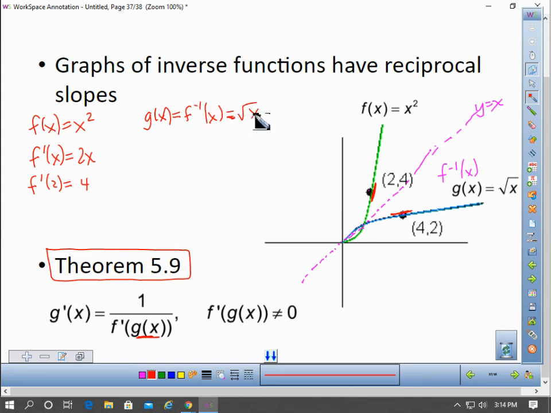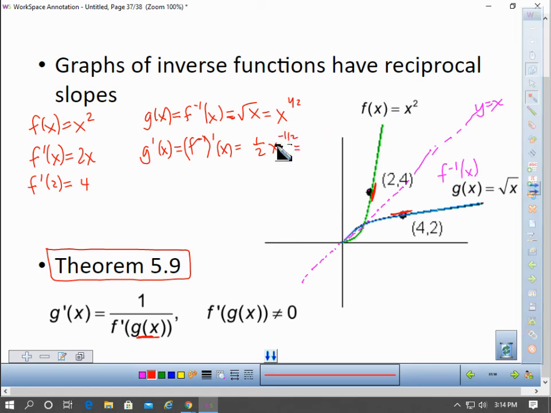So that's square root of x. So I want its derivative. Well, that's x to the 1/2. So g prime, which is actually f inverse prime of x. So I'm going to multiply the 1/2 to the front, and then I'm going to subtract 1, which gives me -1/2. So that's a square root in the denominator. So I get 1 over 2 square root of x.